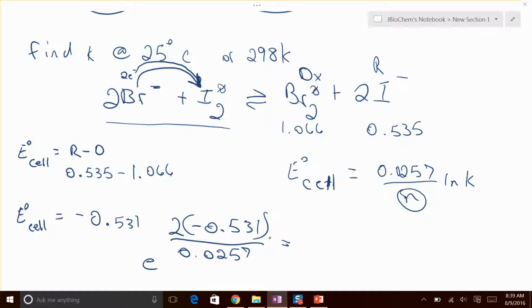Okay, so what is this? The E of 2 times negative 0.531 divided by 0.0257. Oh, 5.7 times 10 to the negative 19. 5.7 times 10 to the negative 19. Okay, so that is our K for this reaction.